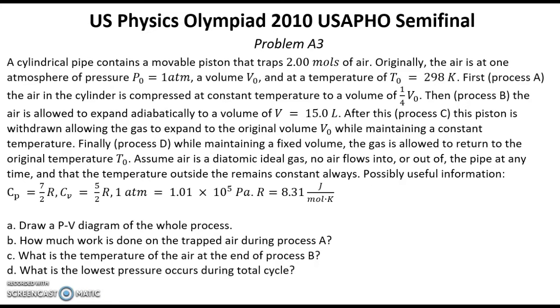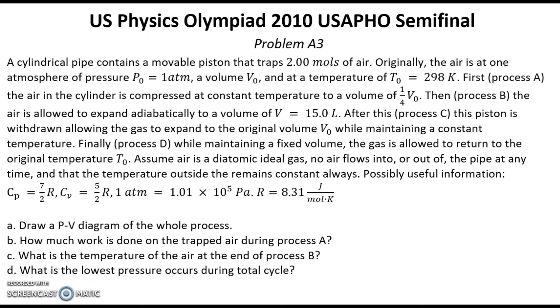US Physics Olympiad USAPHO, year 2010. Semifinals. Problem A3. A cylindrical pipe contains a movable piston that traps 2 moles of air. Originally, the air is at 1 atmosphere of pressure P0, a volume V0, and at a temperature of T0 equal 298 Kelvin. First, process A.